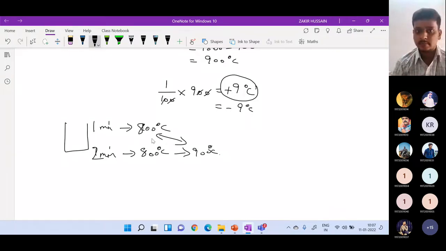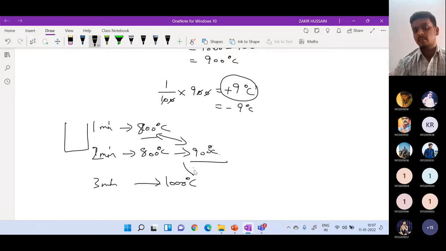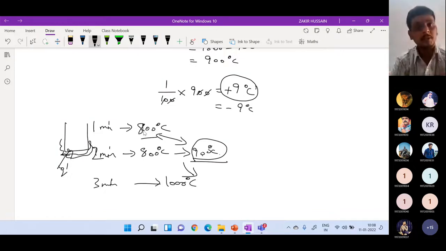At 1 minute, it is giving 800 degrees centigrade. At another minute, it is giving 900 degrees centigrade. At another minute, it is giving 1000 degrees centigrade. If it is giving like this, the instrument is having some error. If there is a change in the medium itself, if you are adding some heat, then it producing 900 degrees centigrade is okay. But without any observable change in this quantity, it is giving a reading higher or lower than that, so that instrument doesn't have any reproducibility.